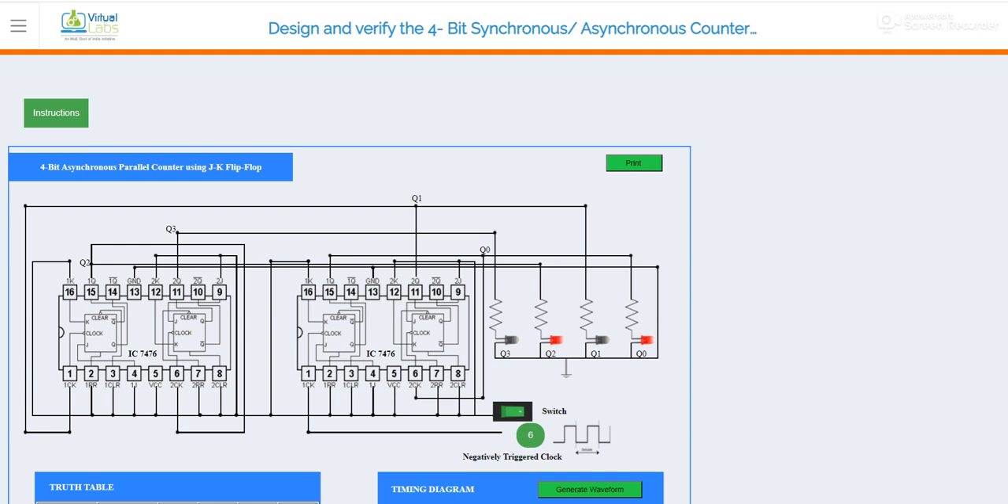Okay, so I hope with the help of this simulation you will get a clear picture of the working of the 4-bit counter. Thanks for watching this video. I think this is sufficient for today's simulation part of the 4-bit counter. In the next lecture we will cover the 4-bit synchronous up counter. Okay, thank you.